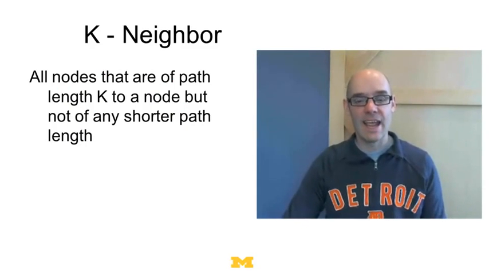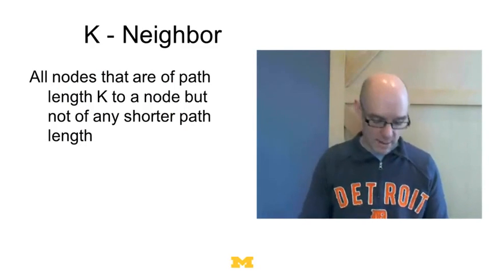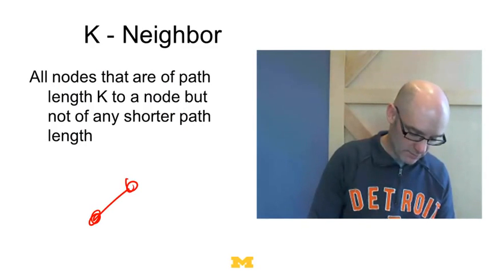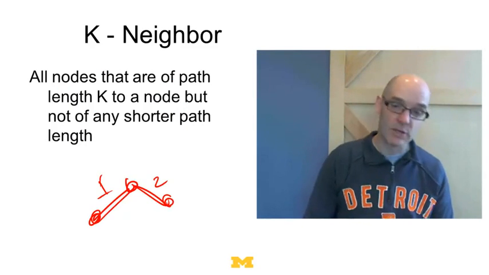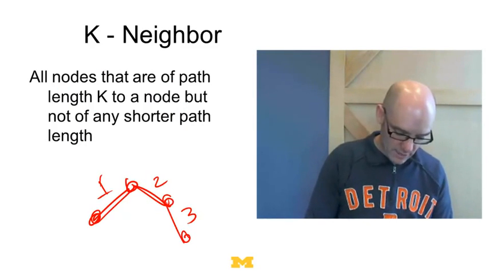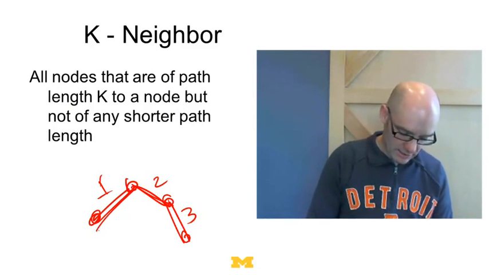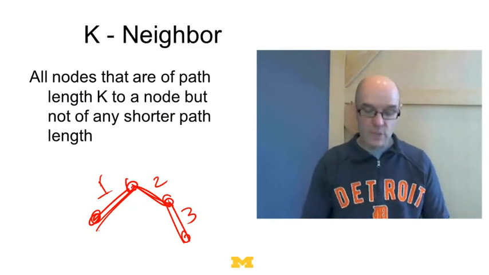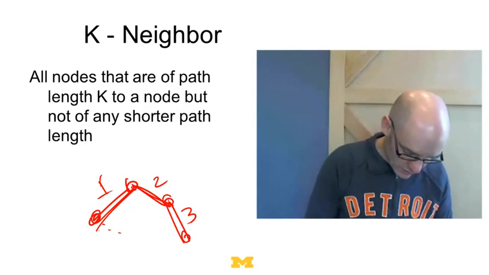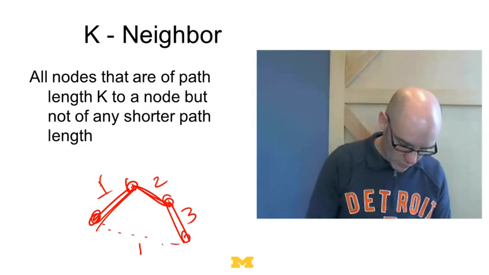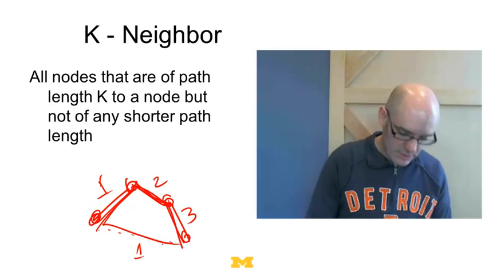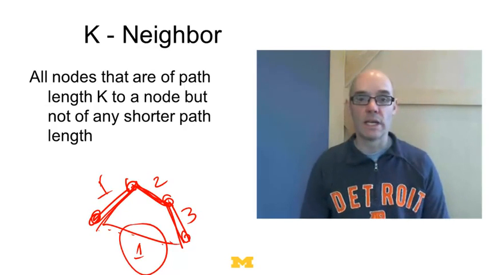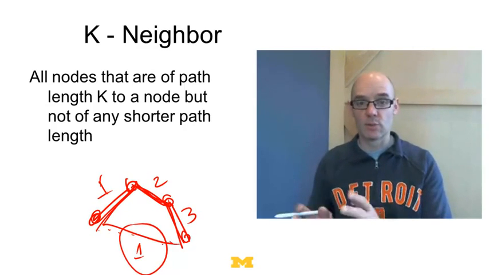This is called a K-neighbor. So a 1 neighbor is someone that you're connected to. A 2 neighbor is someone who's connected to someone you're connected to. And a 3 neighbor is someone who's connected to someone who's connected to someone who's connected to you. So you're 3 steps away. Now if there's also a connection between these 2 people, so this person is both 1 step away and 3 steps away, we would classify them as a 1 neighbor. That's the shortest distance between one person and another.